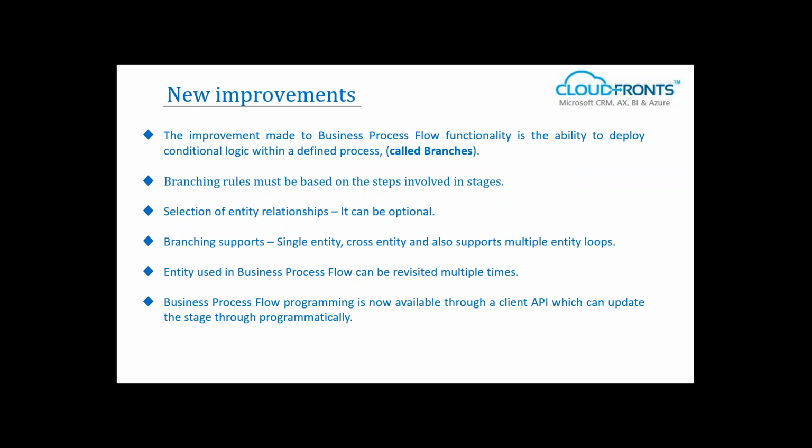With the new improvements in business process flow in 2015, we now have the ability to deploy conditional logic within a defined process, called branching. Branching rules must be based on the steps involved in the stages. Selection of entity relationships can be optional. Earlier in 2013, it was mandatory to select the entity relationship before it progressed to the next stage. Branching supports single entity, cross entity, and also multiple entity loops.